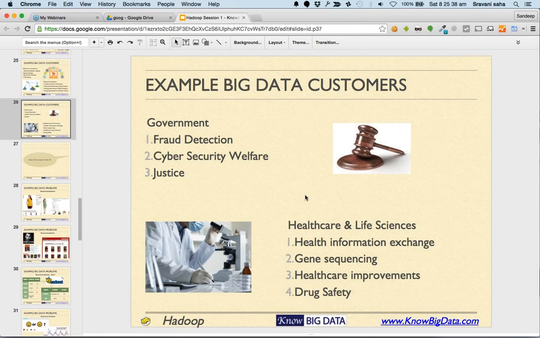In healthcare, if you remember, supercomputers and most of the computing were first used there.